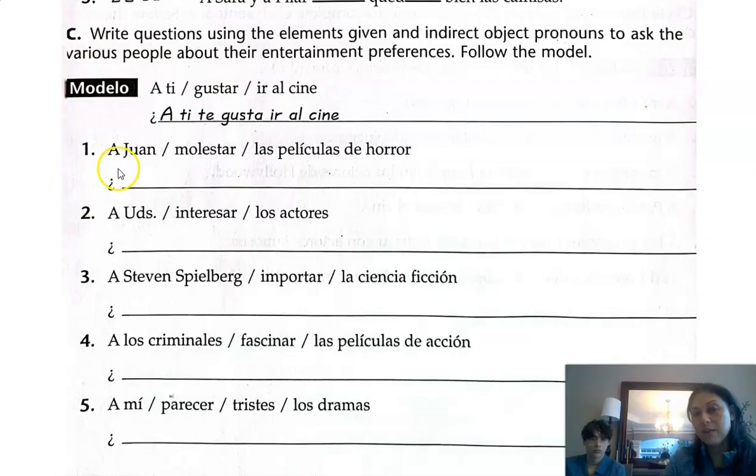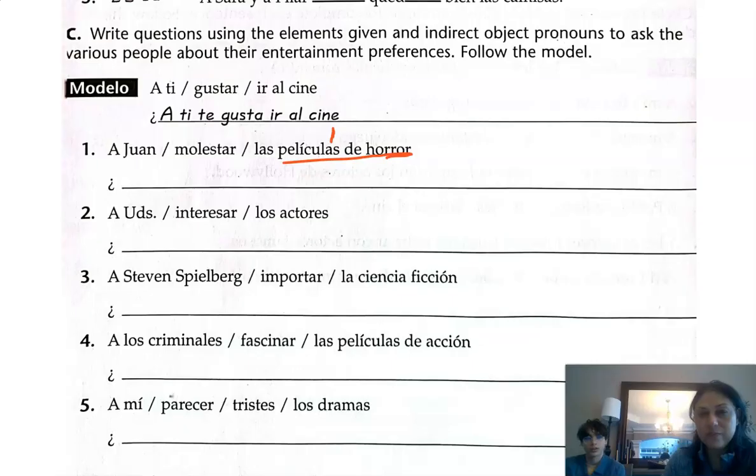Now, go ahead, read number 2. A Juan le molestan las películas de horror. Good. A Juan le, because it's third person, singular. Molestan, it's with an N because the subject is películas de horror. Películas here is plural.